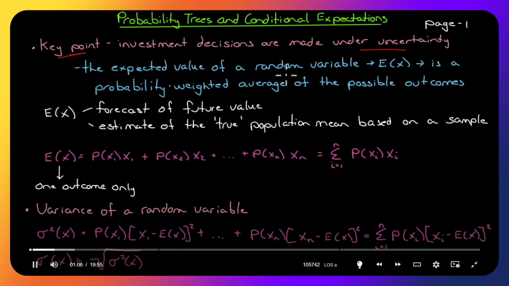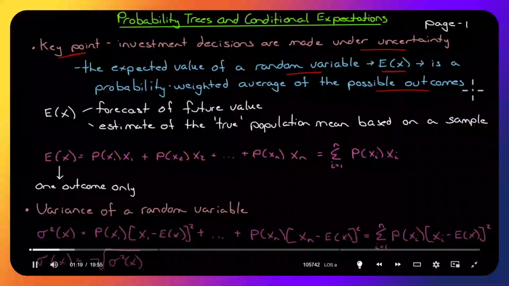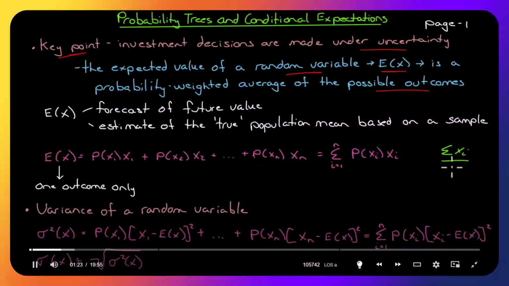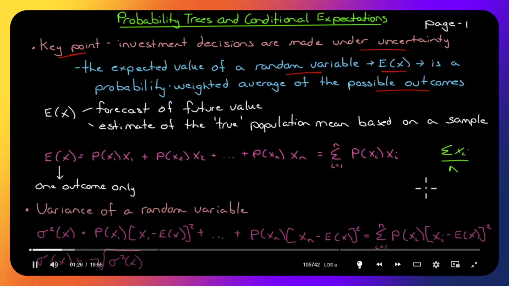So the expected value of any random variable, which we denote as E of x, E bracket x, the expected value of x, is a probability weighted average of the possible outcomes. We already know how to calculate an average, right? It's the sum of all the xi's divided by n. That is the same as saying it's 1 over n x1 plus 1 over n x2 plus 1 over n all the way to xn.